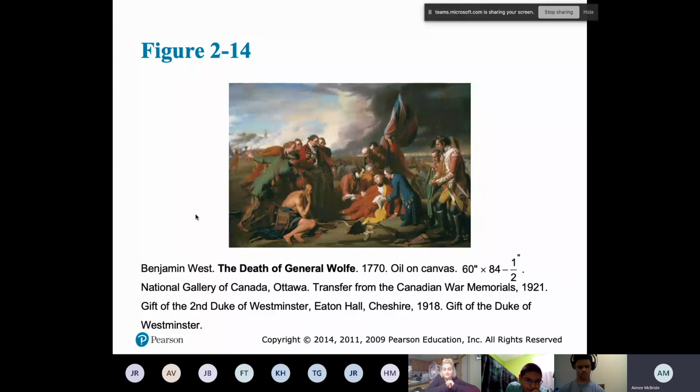But this particular painting has to do with the very last battle in the French and Indian War that occurred in Quebec, Canada.